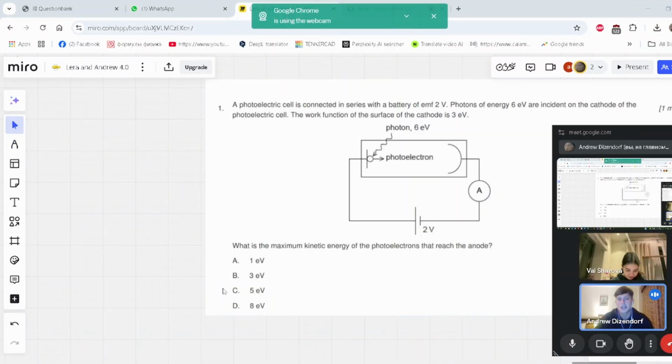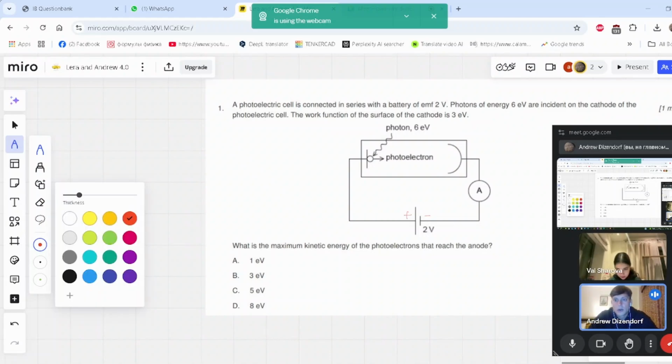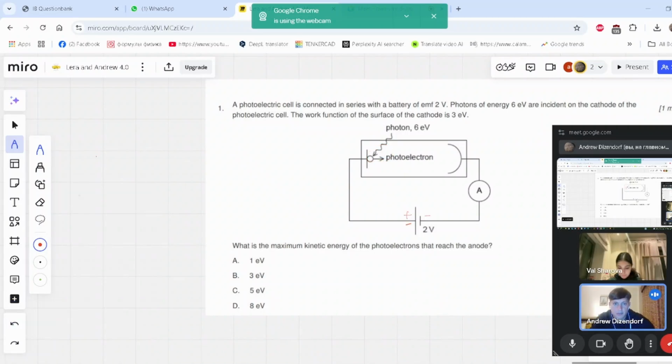So the battery has the plus side here, right? And the minus side here. You know this, right? Yes. And so what does it mean? If here it's positive, it means that this is positive as well, and it will be negative here. So how will it affect electrons? Will it accelerate them, or decelerate them? How do you think? Accelerate.